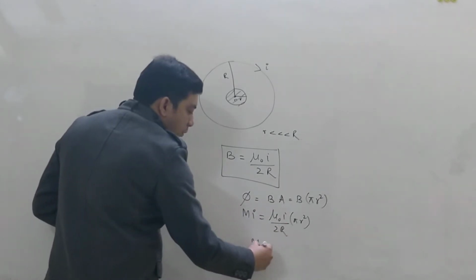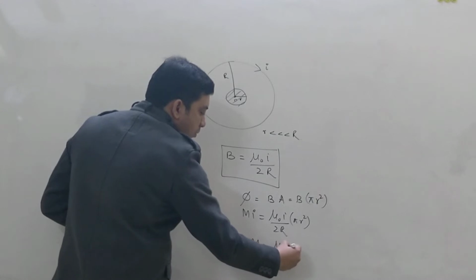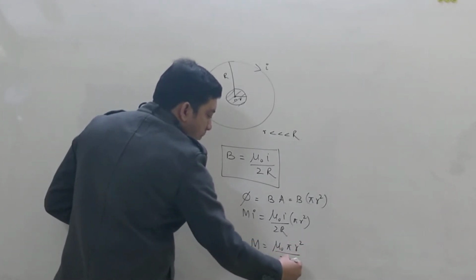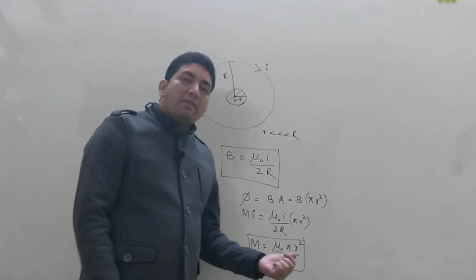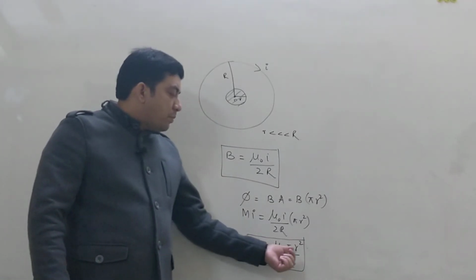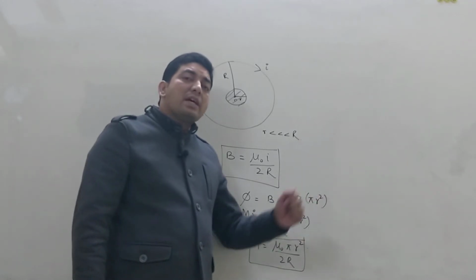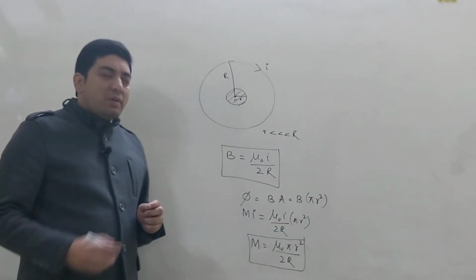I gets cancelled from both the sides, so the value of mutual induction comes out to be mu naught pi r square upon 2R. I hope you all know that the value of M is given by mu naught pi r square by 2R, and having SI unit as Henry.